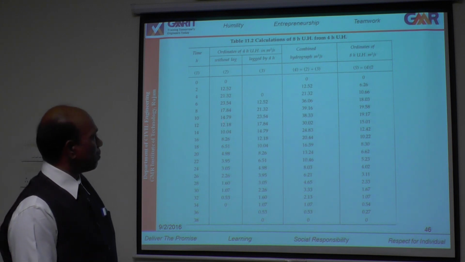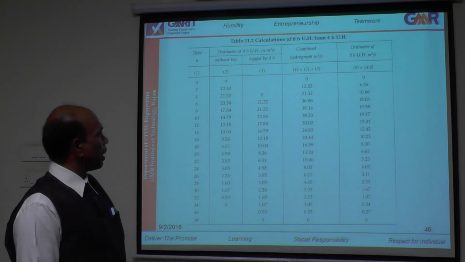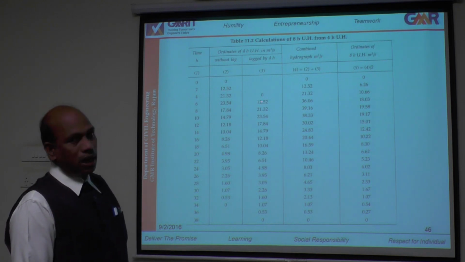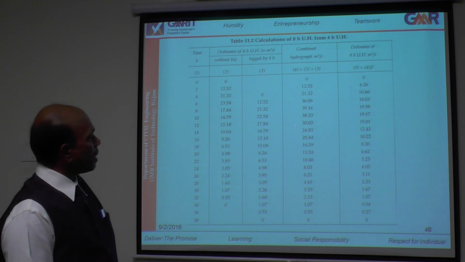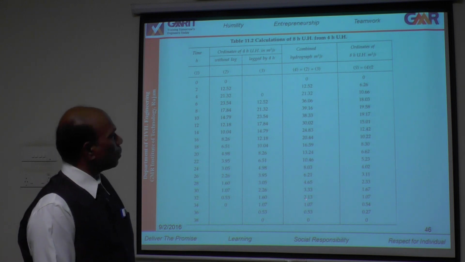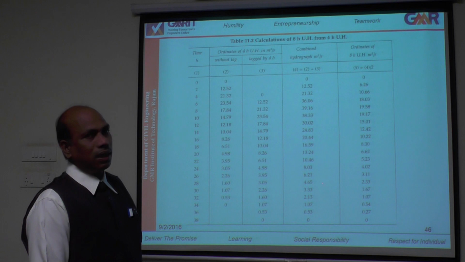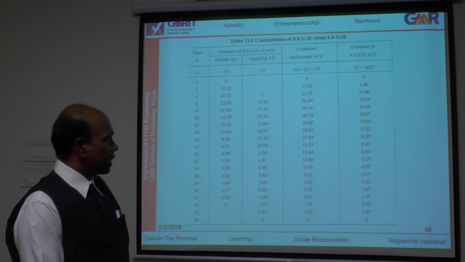This is a 1 centimeter direct runoff depth unit hydrograph, and this is also a 1 centimeter direct runoff depth unit hydrograph. So the combination of these two, this is one unit hydrograph, this is another unit hydrograph, and the sum of these two gives the 2 centimeter direct runoff depth ordinates.